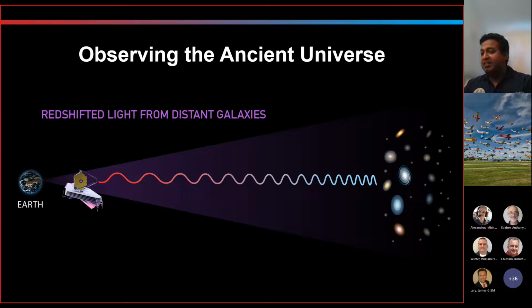Light from the stars that is emitted as UV light and visible light, because of the distance, gets stretched into longer wavelengths, and that's why it is infrared. That's why you can detect objects that are farther away in infrared.